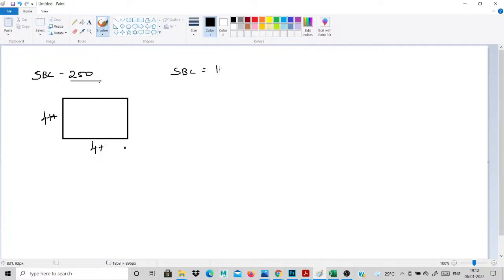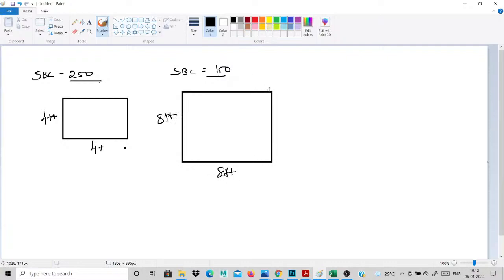Another condition: my SBC is 150. Automatically it changes my pedestal size also. This change is based on your calculation. It goes to 8 feet or 10 feet by 10 feet based on your SBC. The pedestal size will change based on your SBC value. Understand this concept. First of all, how does your pedestal change? Then you go for the SBC value.